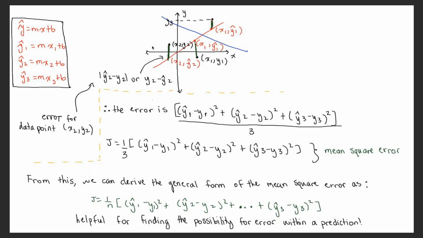So all this is we just compute the differences between the labels and the features, which we have over here. Then we need to subtract those and find the differences. So basically we find the distances of the green lines, and then find the average. So we divide by how many data points there were, just as we would find an average regularly. And this is very helpful for finding the possibility for error within a given prediction.